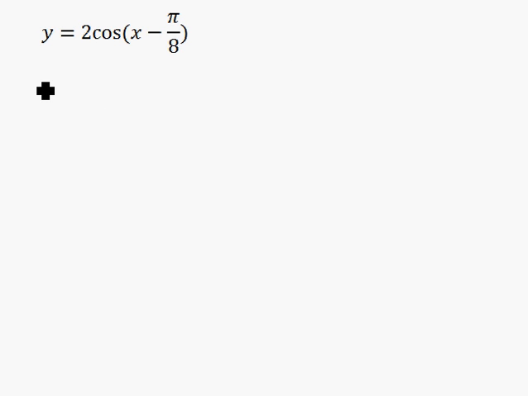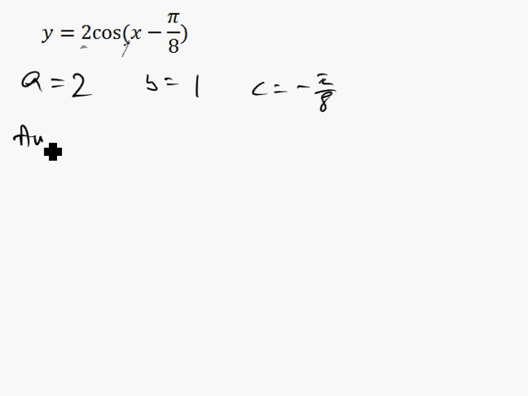The first thing I always do is find my value of A, my value of B, and my value of C. In this question, there's no value of K, so we'll just leave it. So let's fill it in. A is 2. What's the value of B? The number in front of x here is 1. What's the value of C? Minus pi over 8. Always get A, B, and C written out first.